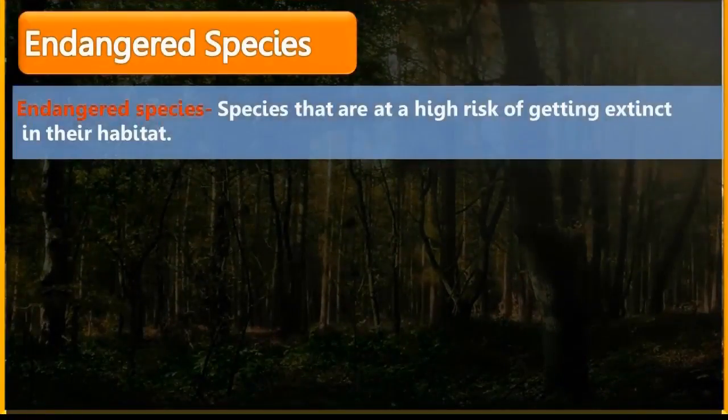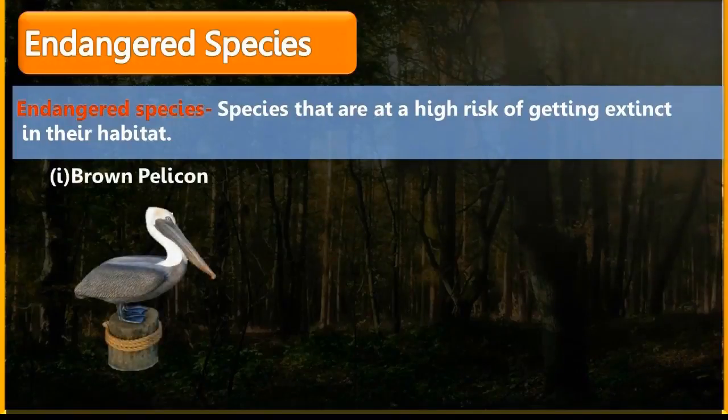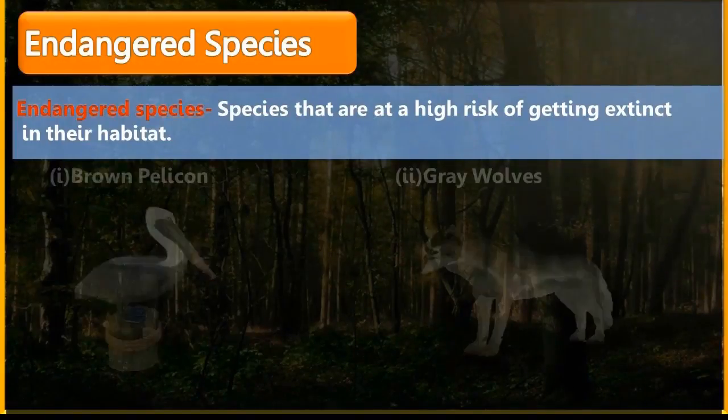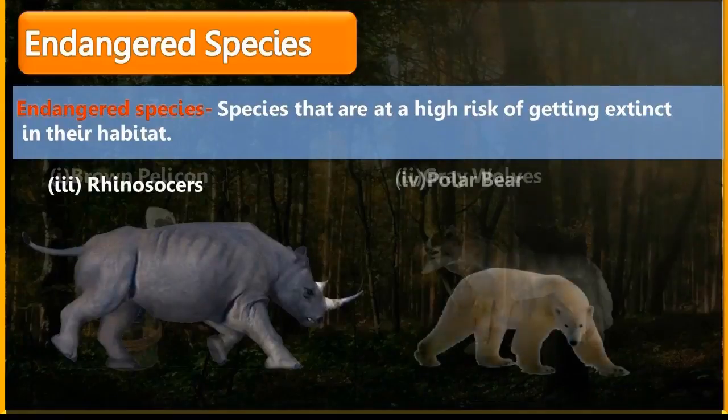Endangered species. Species that are at high risk of becoming extinct in their habitat are called endangered species. For example, brown pelican, grey wolves, rhinoceros, and polar bear.